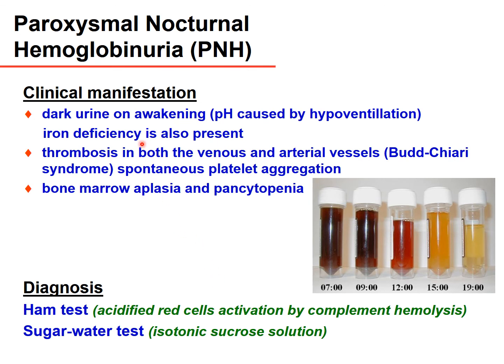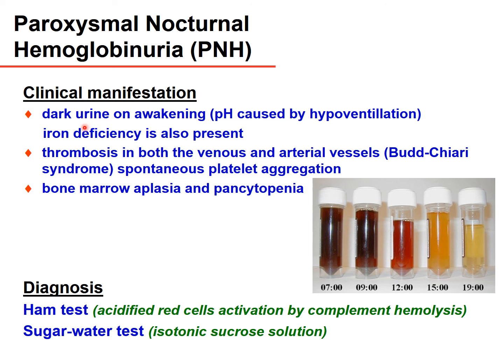We have another important type of anemia or hemolytic anemia. This is what is called paroxysmal nocturnal hemoglobinuria. Now, what it does, basically the patient wakes up in the morning and has dark urine.